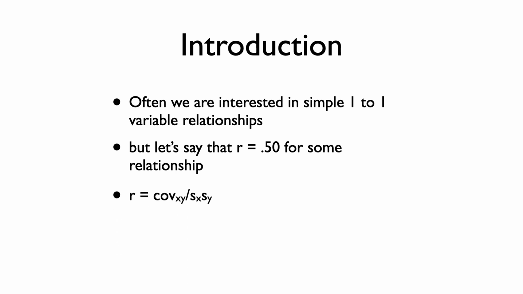Think about it. Now remember what r is. r is the covariance of x and y divided by the product of the standard deviations of x and y. Hence the name product moment correlation coefficient.